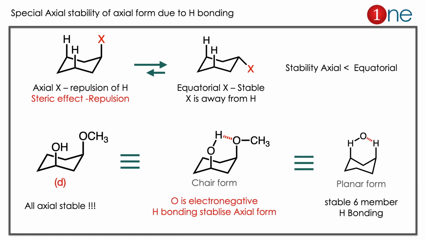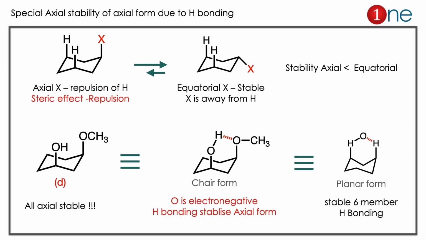Here we are looking at the exception in the stability of cyclohexane. Here, special axial stability comes from hydrogen bonding in the axial position. In normal cyclohexane, the axial position is unstable because of steric repulsion with hydrogen there. Hydrogen repels X, a functional group there. So X prefers the equatorial position. If you look at it, the equatorial position is more stable than axial.